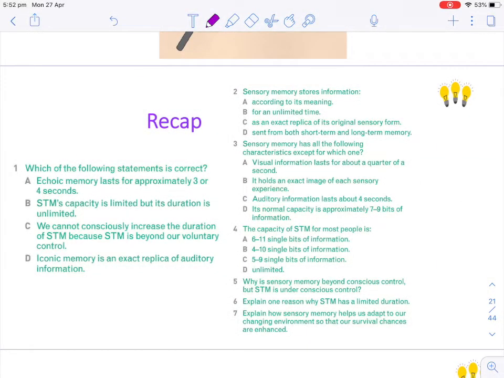Okay, well done. And we're back on the other side here. So, which of the following statements is correct for A? For question 1, it is A. Question 2, it is C.